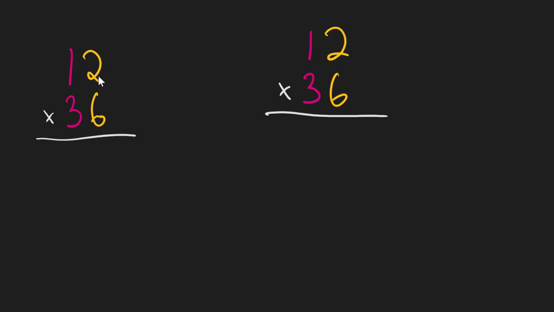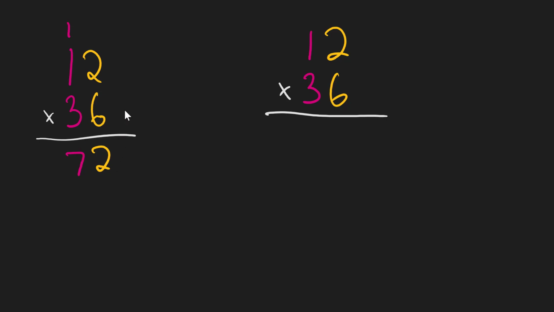So we're going to start by multiplying 12 times 6. We first multiply 2 times 6, which is 12. So we write down the 2 and we carry over the 1. And then we're also going to multiply 1 times 6. 1 times 6 is 6, plus 1 is 7. And so we're going to write down 7 here. So 12 times 6 is 72.